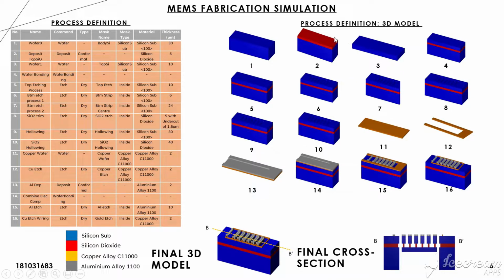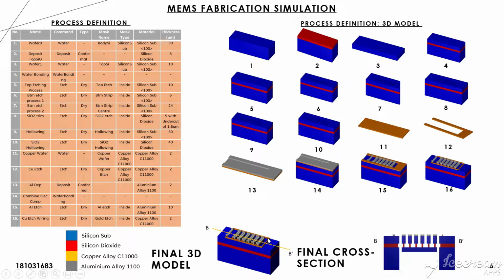The first wafer bonding occurs between step 2 and 3, which produces a wafer at step 4 here, which is the SOI, silicon on insulator wafer. The next is the combination between step 10 and step 13, which will produce the wafer we see at step 14. The aluminium and the copper on top of the design, as we can see from the final 3D model up here, are the electrical part of this MEMS design.